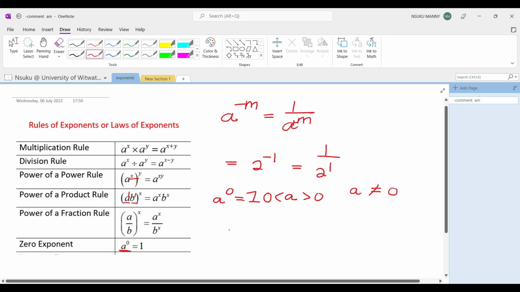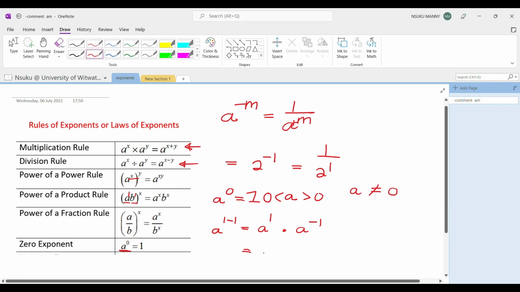We know that in our second law, if we're dividing powers that have the same base, we subtract the exponents, right? So let me rewrite a to the power of 0 as a to the power of 1 minus 1. Actually, let's use the first law instead of the second law. We know that a to the power of 1 minus 1 is the same as a to the power of 1 multiplied by a to the power of negative 1, if we break it down.